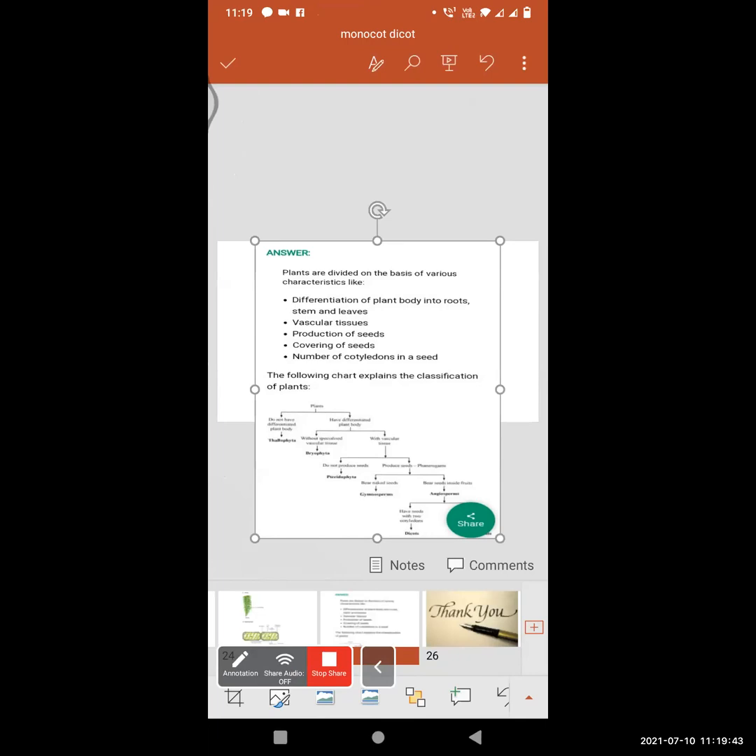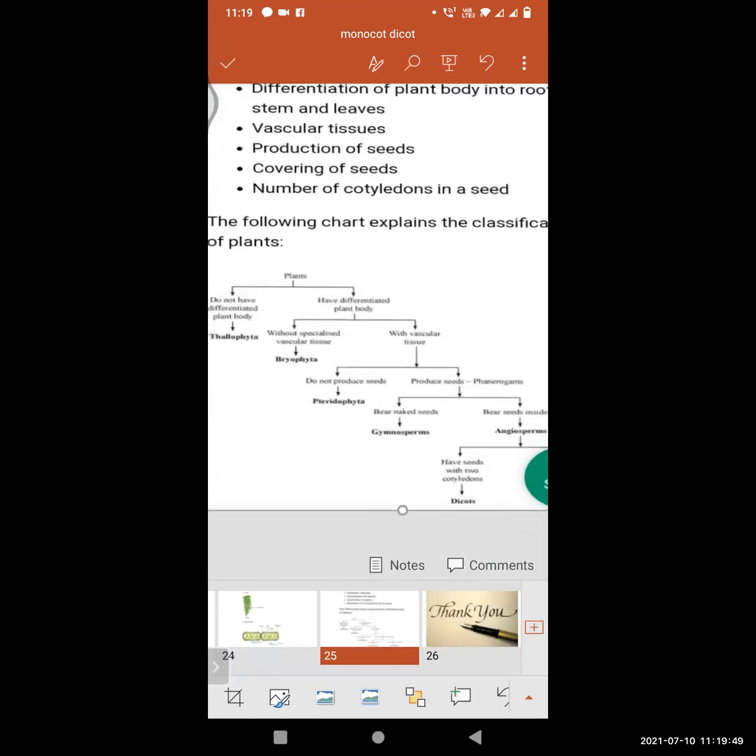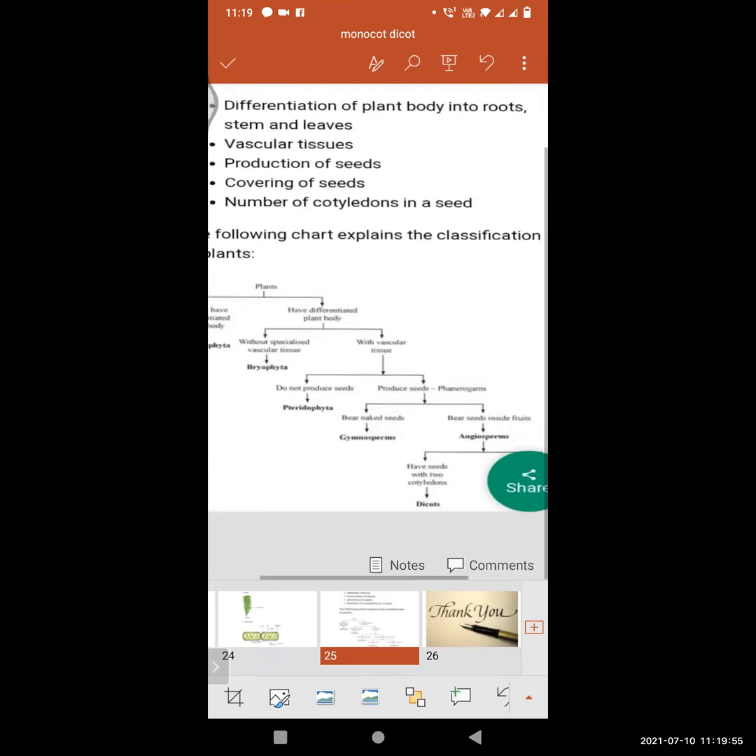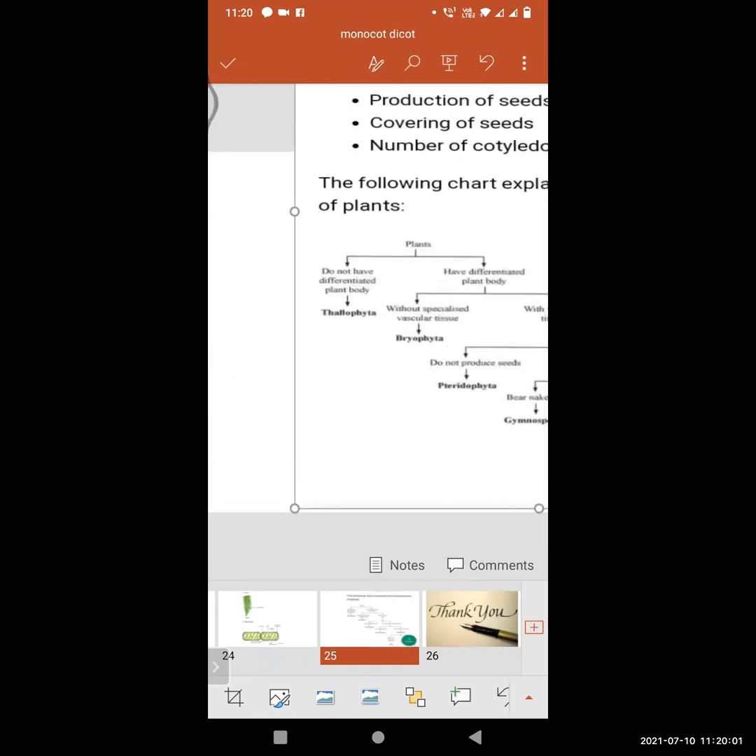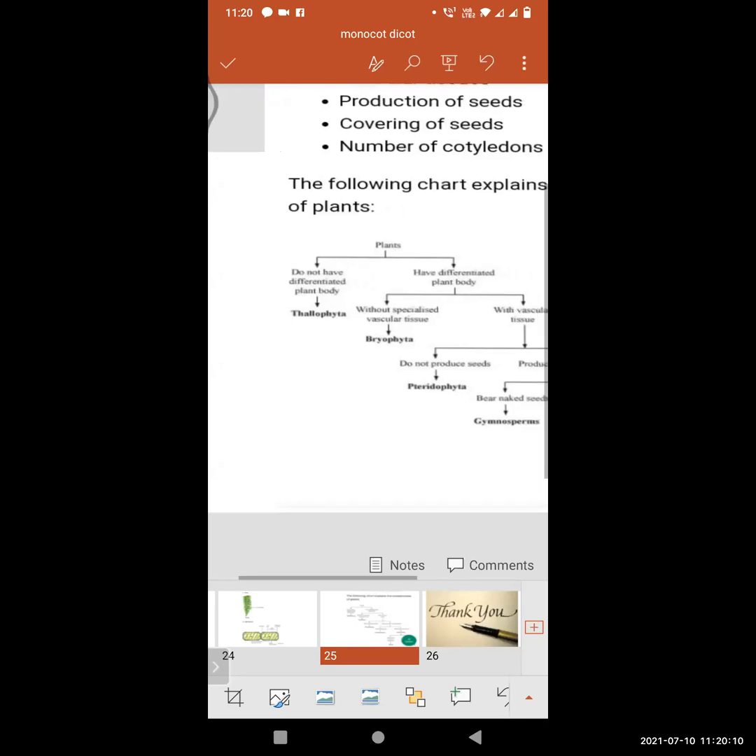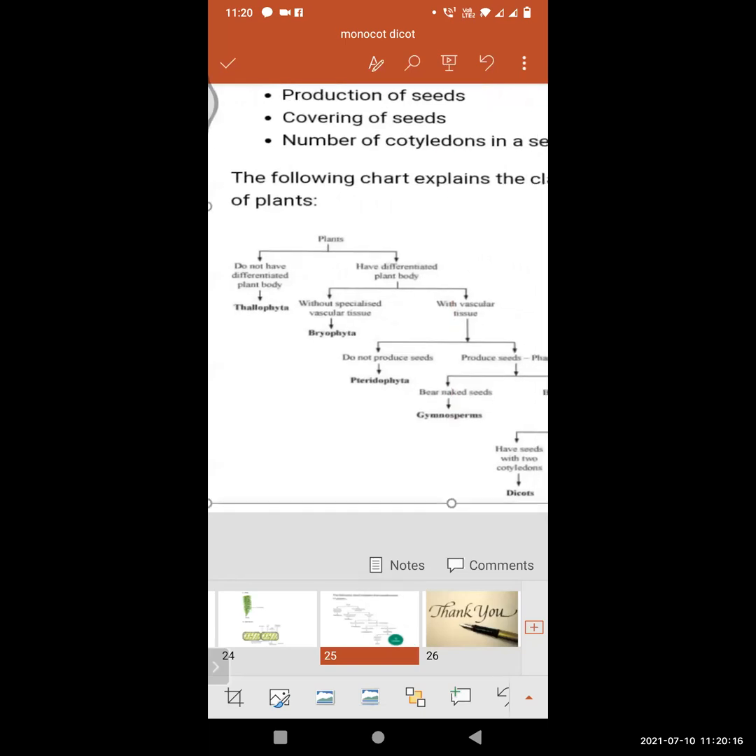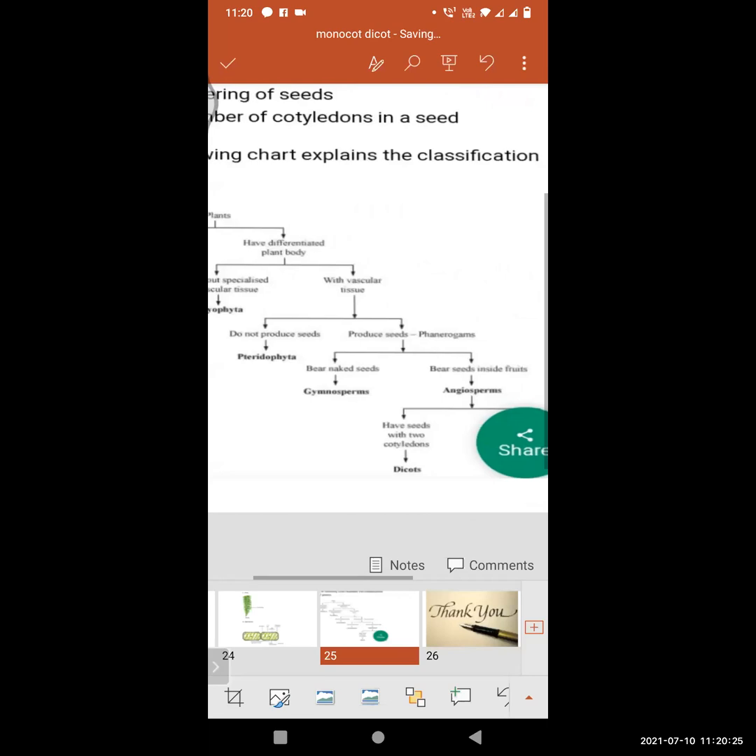So here is the answer you can see. After writing the criteria, you can write this. The following chart explains the classification of plants. So plants are divided into Thallophyta, Bryophyta, and Pteridophyta. The plants which do not have a differentiated plant body are Thallophyta. Those that have a differentiated plant body but without specialized vascular tissue are Bryophyta. And with vascular tissues are Pteridophyta. They do not produce seeds, while the plants producing seeds are phanerogams, gymnosperms, and angiosperms.